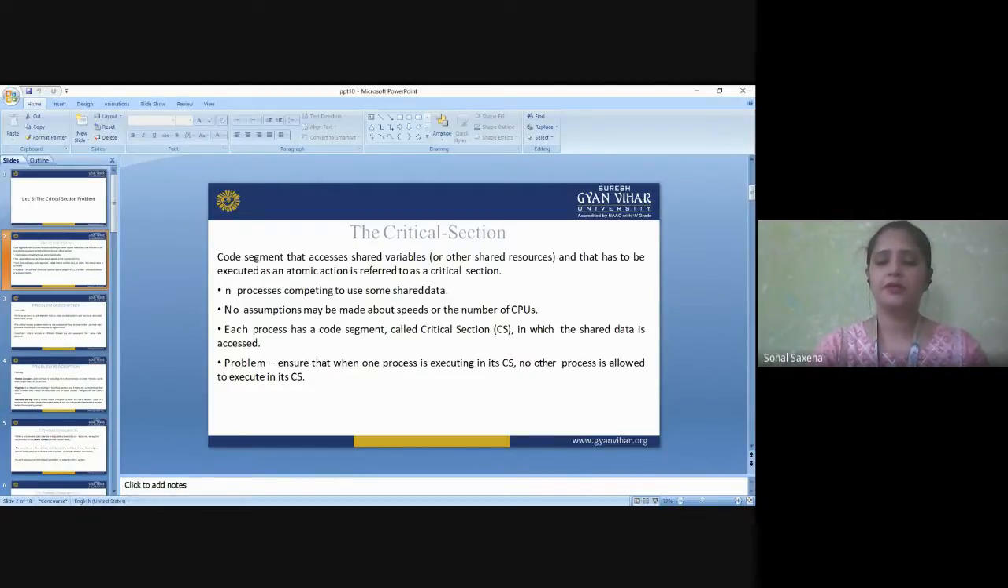This problem occurs when a process is running in its critical section and some other process intervenes in between and wants access to the CPU. At times this is not possible. That is why, to prevent a process from interfering with the running process, we need some kind of checks. This will be known as the solution to the critical section problem. Now let us understand further.